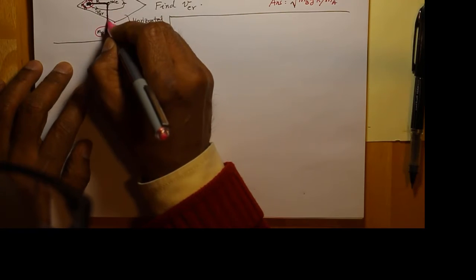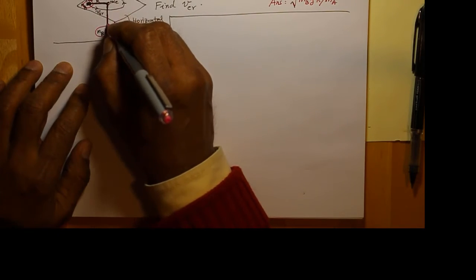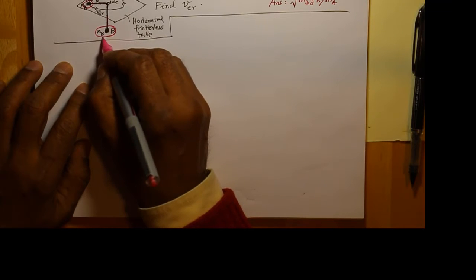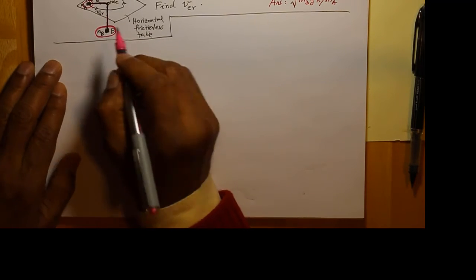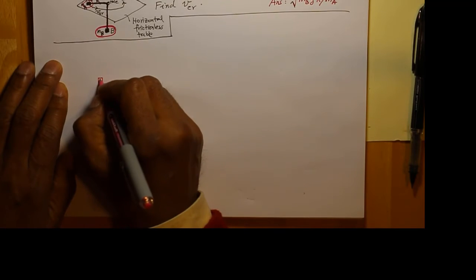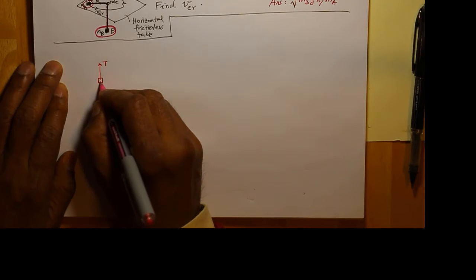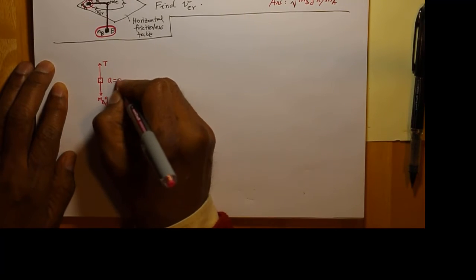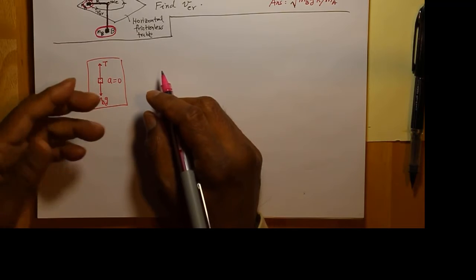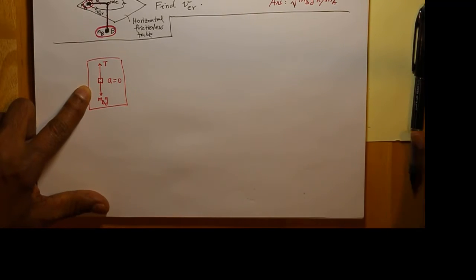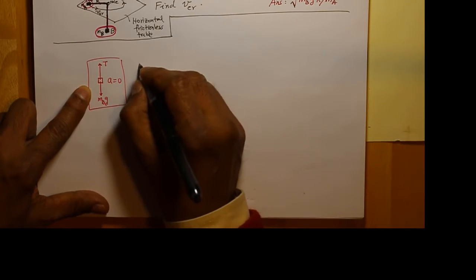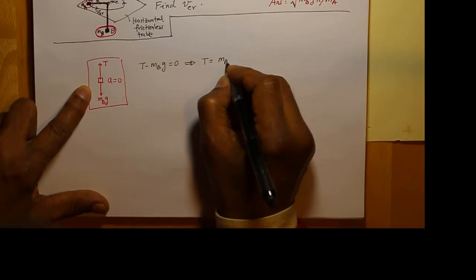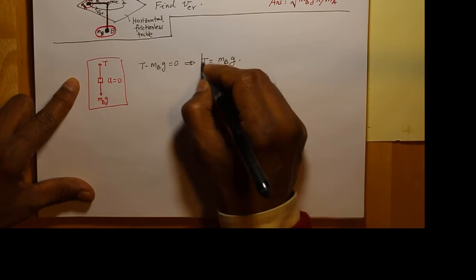These two tensions are equal in magnitude. This tension is vertical, this tension is horizontal, but their magnitudes are equal. Let's work with this block first. Looking at MB, the tension is up, its weight MBg is down, and the acceleration is 0. Since they're in the same direction, you don't need axes. Right away, T minus MBg is 0, so the tension is equal to MBg. That's one thing we can do right away.